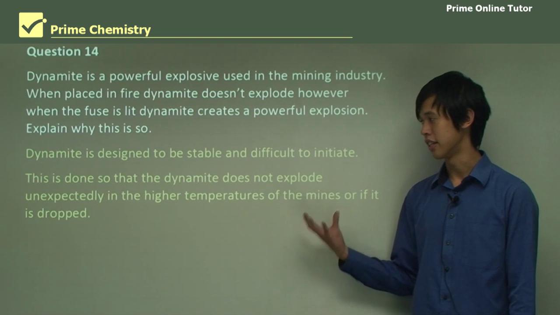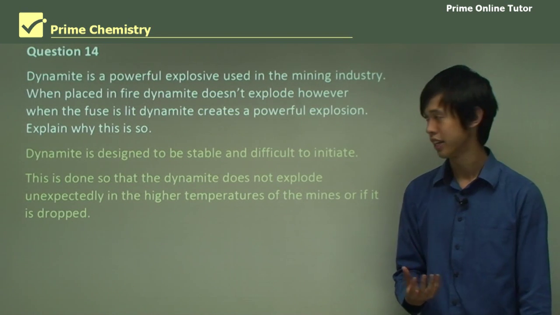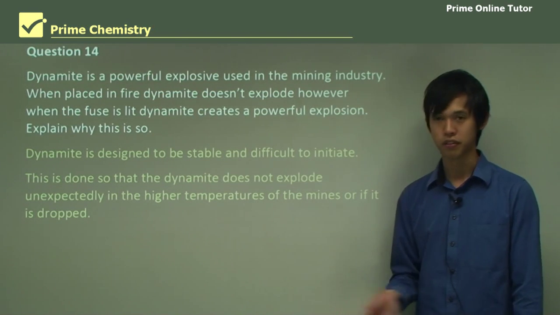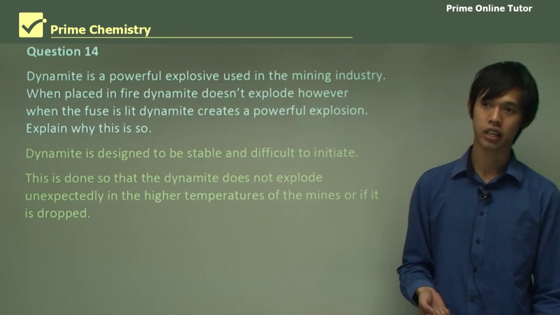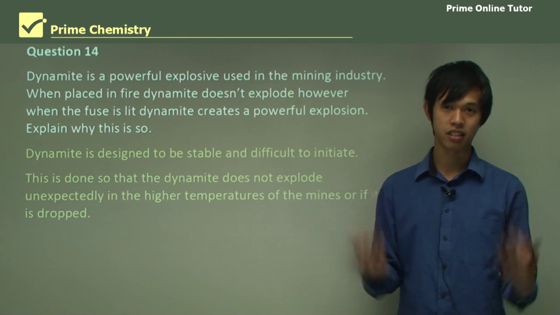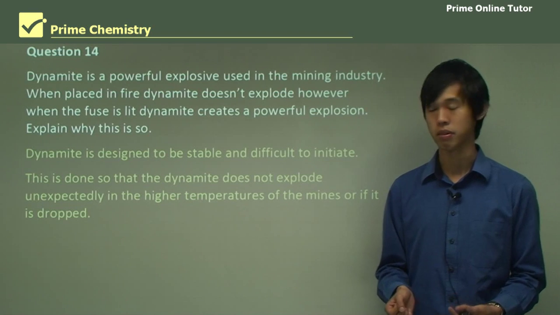Well, obviously it's done because you don't want the dynamite unexpectedly exploding in, say, the high temperatures of a mine, or if you drop it. So you don't want an explosive where if you're walking through a mine and you drop it, it's going to blow up inside the mine. You don't want that. So that's why they purposely make dynamite very stable.